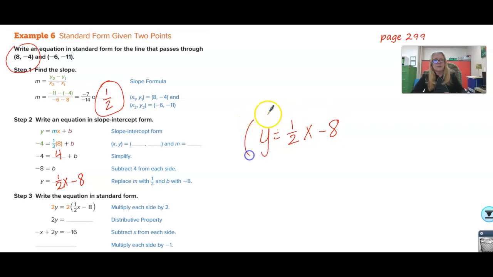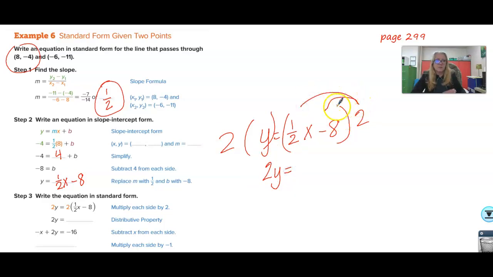Now that we have y equals 1/2 x minus 8, we want to go to standard form. First order of business, let's get rid of that fraction. Multiply both sides by 2. So now we have 2y equals, distribute. I know it's backwards distributing, but it works the same way. Now we have 1x, because 2 times 1/2 is 1, and 2 times negative 8 is negative 16. Now we want to put the x on the left-hand side. So we have negative x plus 2y equals negative 4.